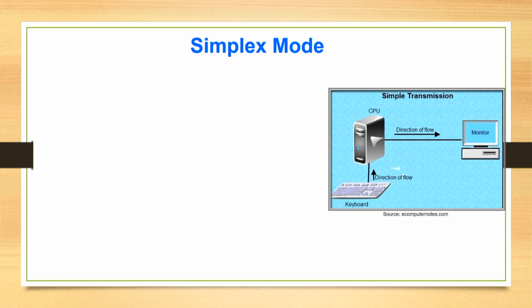First one is the simplex mode. From the diagram you see there is one CPU, a keyboard and a monitor. So what is the direction of flow? The data is taken from the keyboard, sent to the CPU, and from the CPU it is sent to the monitor. This represents the simplex transmission.